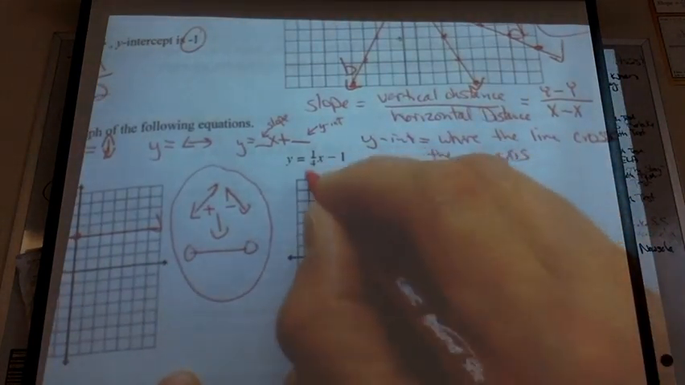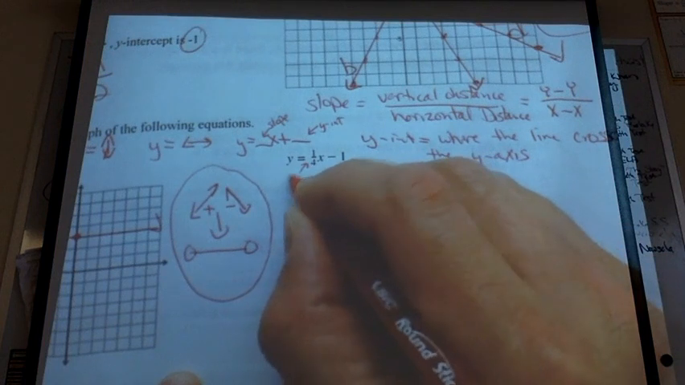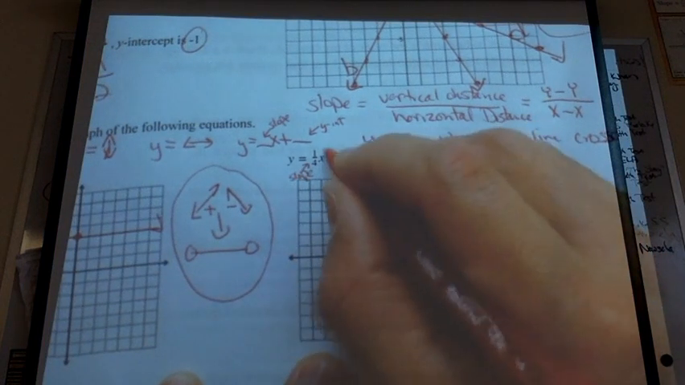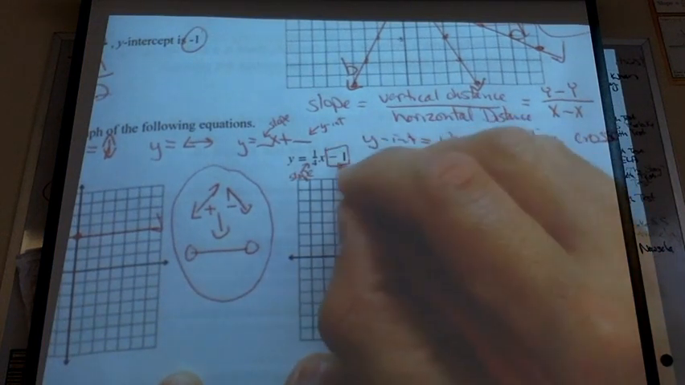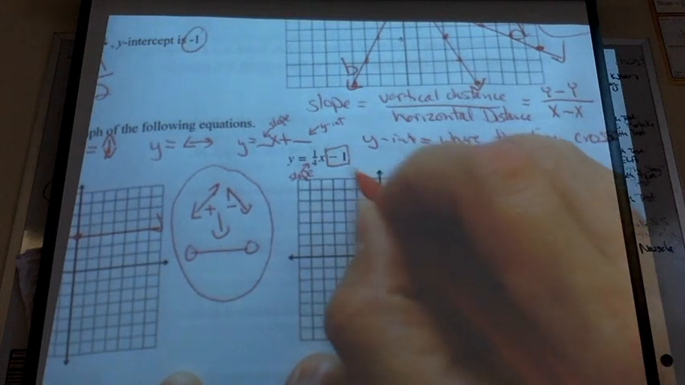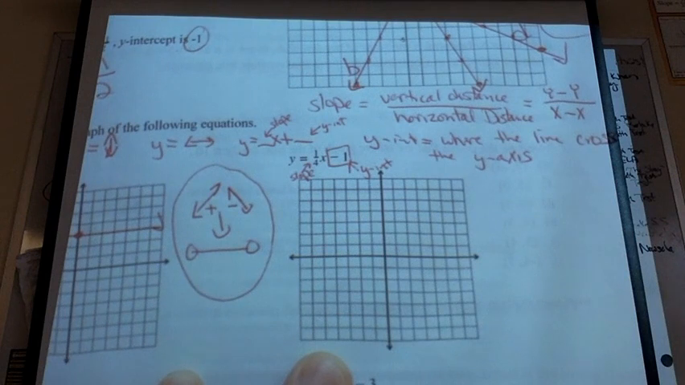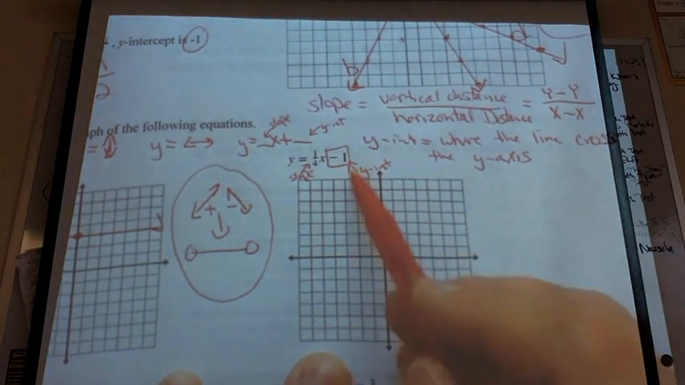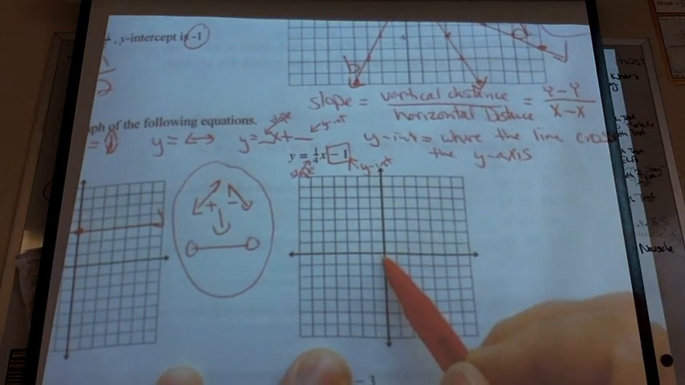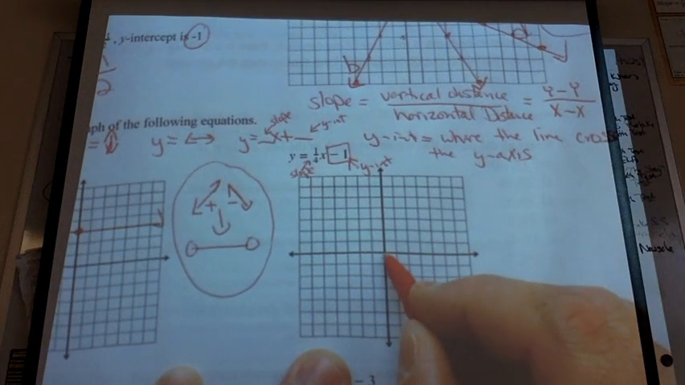In this one, we have our slope. We have our y-intercept. Make sure you include, in this case, you look at the sign in front, it's negative. So what they're telling us, in this case, our y-intercept is negative 1. So I'm going to put a dot. Here's my origin, 0, 0. It's going to be down 1.